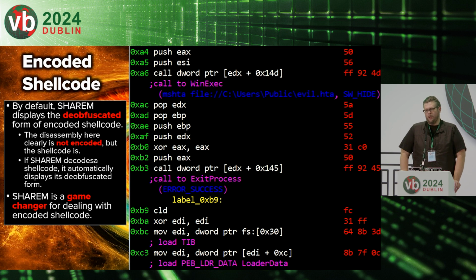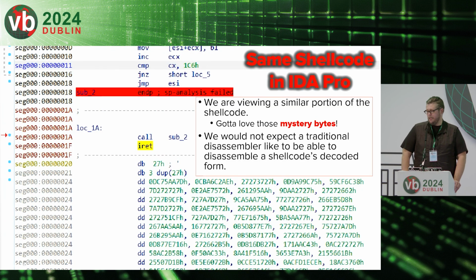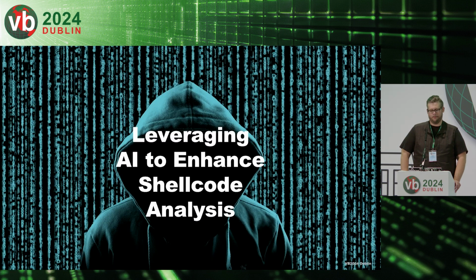And so it's really kind of a hybrid of static analysis and in some ways dynamic if you consider emulation is dynamic. And so even though this is fully encoded, we see it as if it were not, and we have all of our APIs identified alongside the different parameters. Same thing in IDA Pro, and we have really just a series of unknown bytes, mystery bytes.